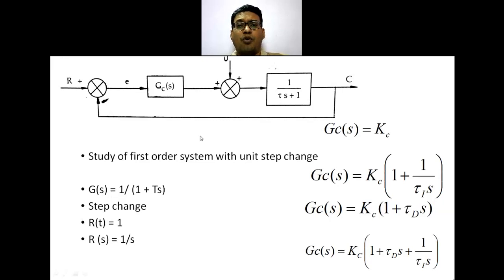So we have only incorporated the controller and the first order system. So this is the study related to the first order system with the controller, the 4 different types of controller, and the step change. That is what we are going to study in this chapter on dynamic behavior of first order systems.